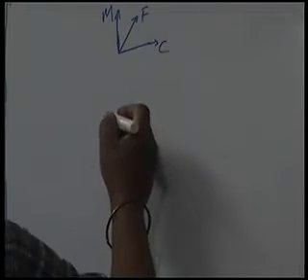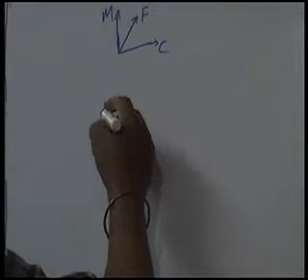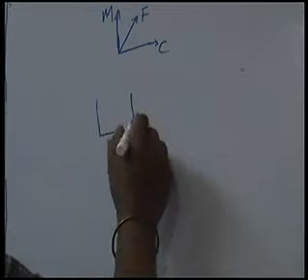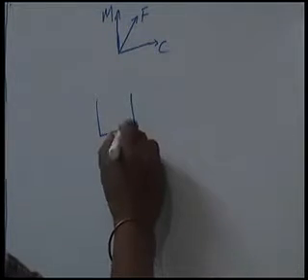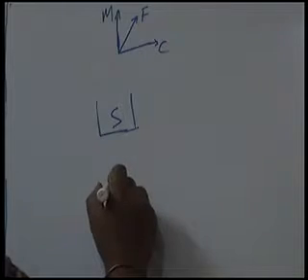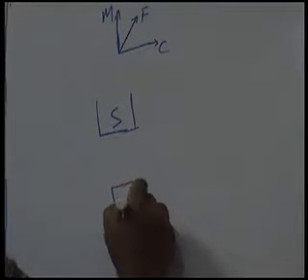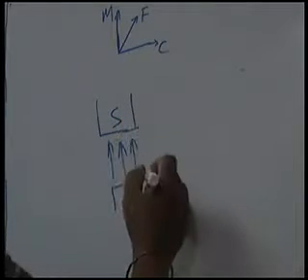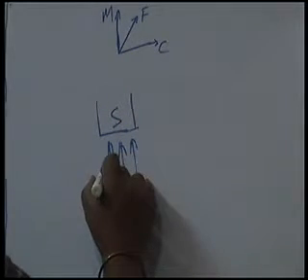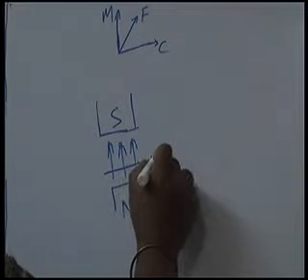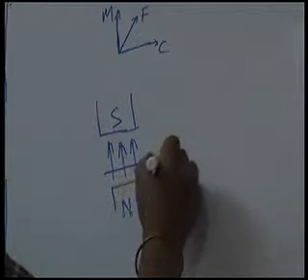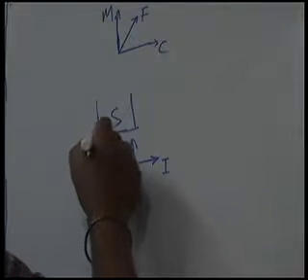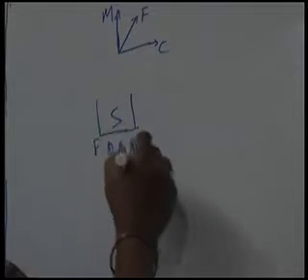Say this is the south and this is the north. This is the force of the magnetic field, and this is a current carrying conductor. The current is in this direction. Now this is the field, and this is the current.